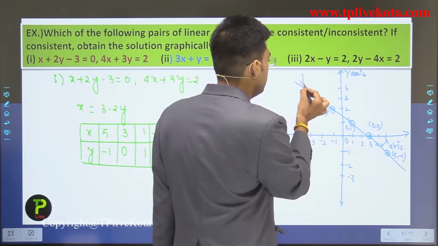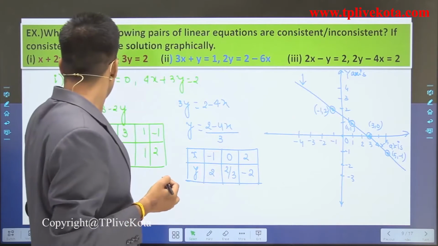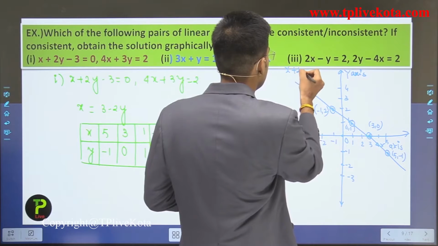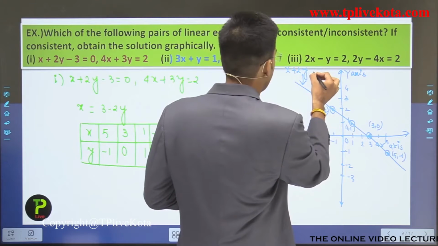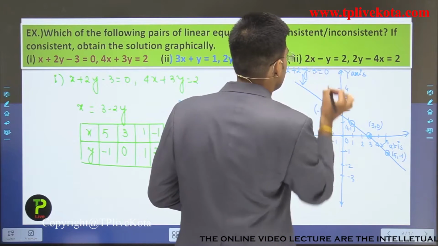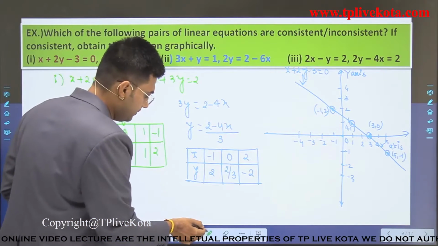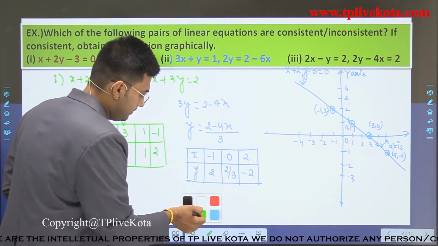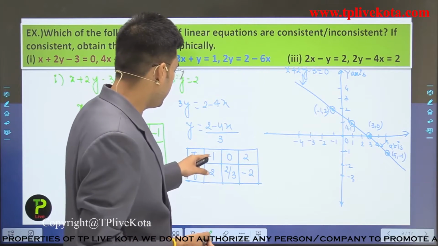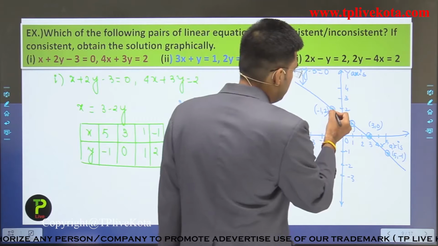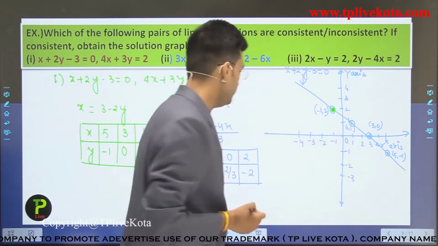This is the graph of the equation x plus 2y minus 3 equals 0. Clear? Now let's draw the graph of the second equation. Here we have minus 1 comma 2. So this is minus 1 comma 2.